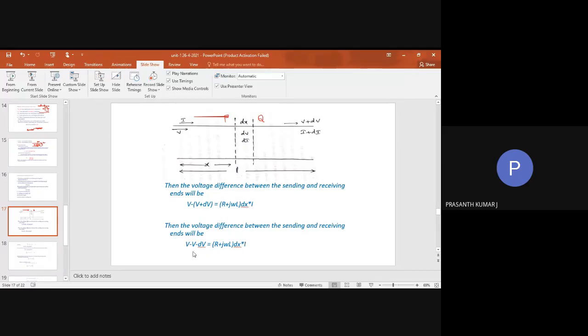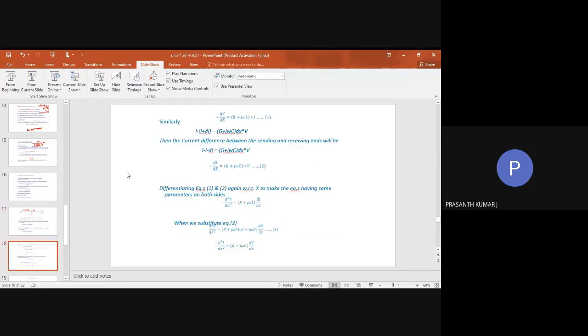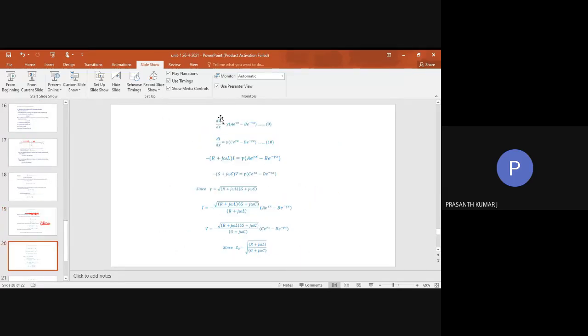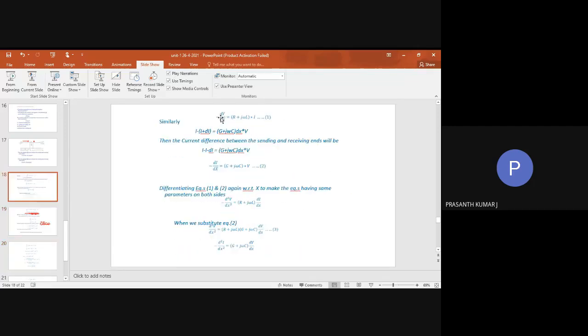So V minus V will get cancelled. If I bring dx to this side, minus dV by dx is equal to (R plus j omega L) into I. So that is what I am writing here. Minus dV by dx equal to (R plus j omega L) into I. The same equation.